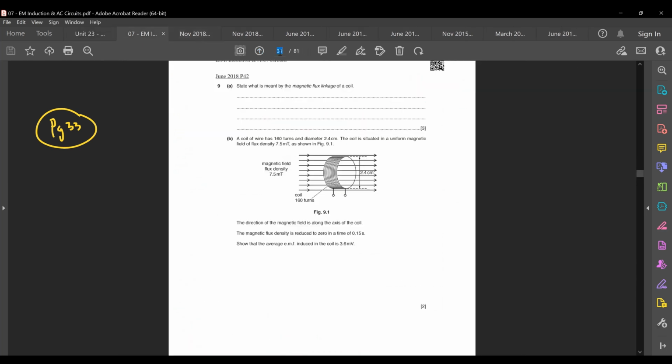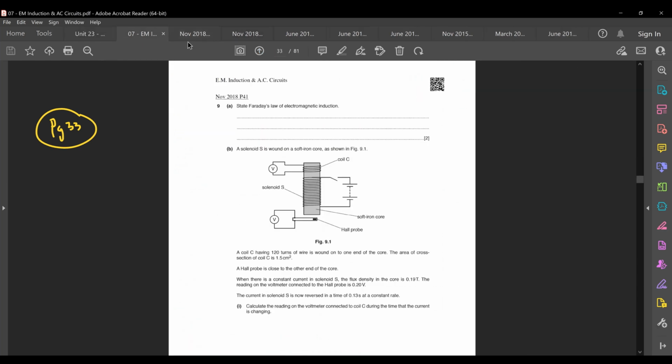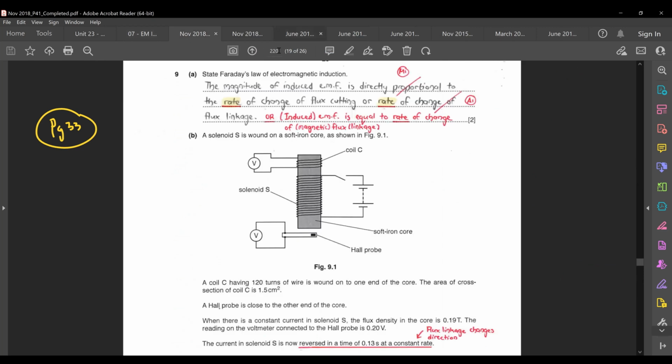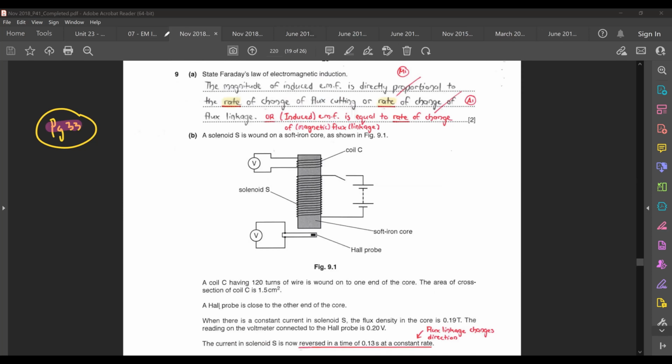33 would have been November 18 P41. So if you look at that question on page 33, November 18 P41, state Faraday's law of electromagnetic induction. This one is something that we've done quite a few times already. Magnitude of induced EMF is directly proportional to rate of change of flux cutting or rate of change of flux linkage, or you can actually just replace it as EMF is equal to rate of change of flux. That's all. This is the simplest it can get.